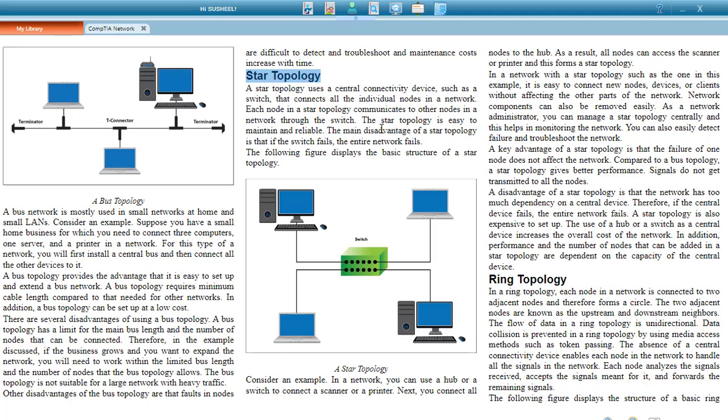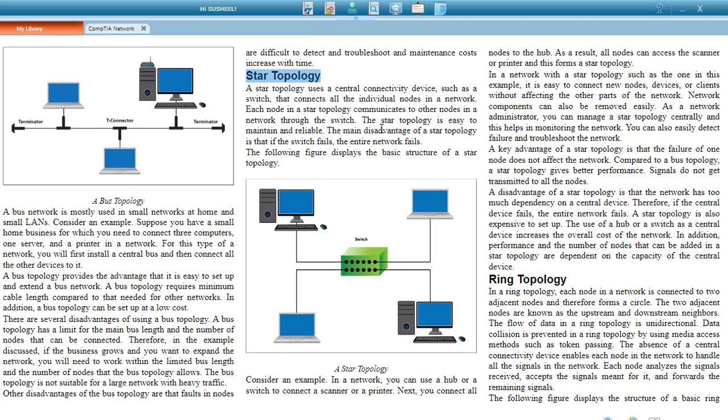Star topology. A star topology uses a central connectivity device, such as a switch, that connects all the individual nodes in a network. Each node in a star topology communicates to other nodes in a network through the switch. The star topology is easy to maintain and reliable. The main disadvantage of a star topology is that if the switch fails, the entire network fails. The following figure displays the basic structure of a star topology.